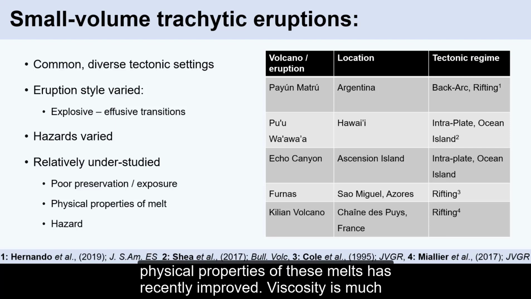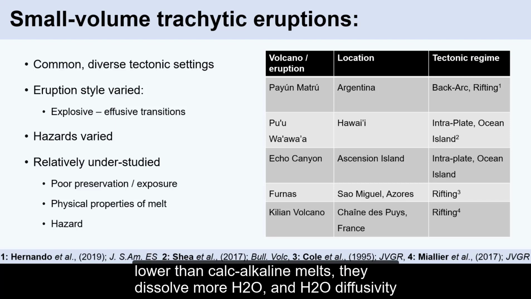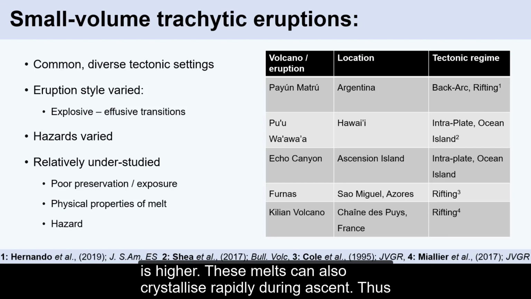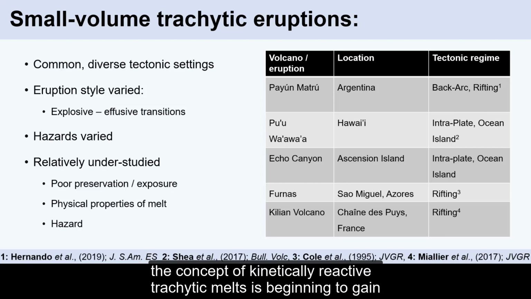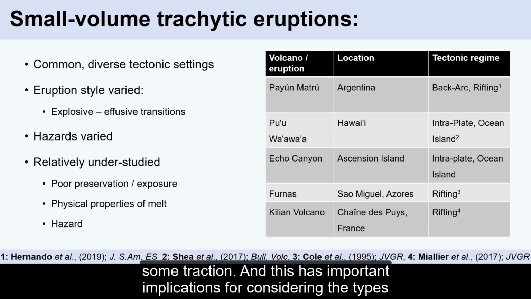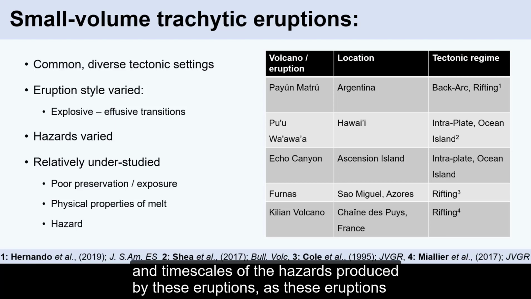Our knowledge of the physical properties of these melts has recently improved. The viscosity is much lower than calc-alkaline melts, they dissolve more H2O and H2O diffusivity is higher. These melts can also crystallize rapidly during ascent. Thus, the concept of kinetically reactive trachytic melts is beginning to gain some traction, and this has important implications for considering the types and timescales of the hazards produced by these eruptions.